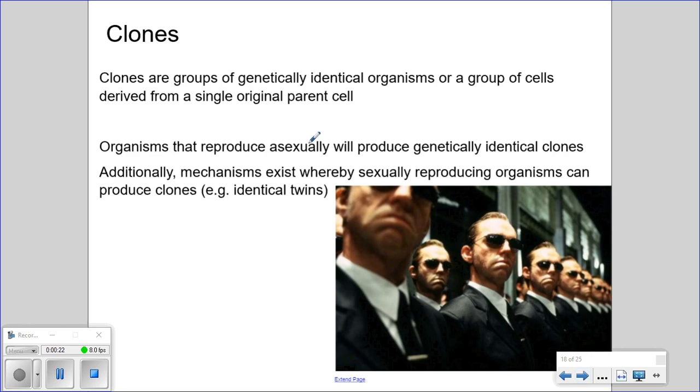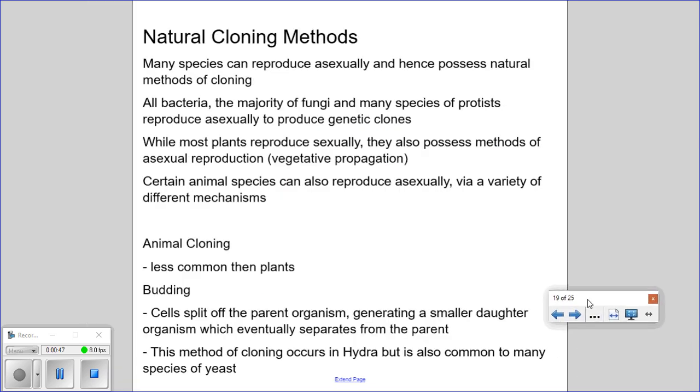So clones are genetically identical organisms or a group of cells derived from a single original parent cell. Now, organisms that reproduce asexually will produce genetically identical clones. Additionally, mechanisms exist whereby sexually reproducing organisms can produce clones. For example, identical twins are clones. So there are natural cloning methods as well as artificial cloning methods.